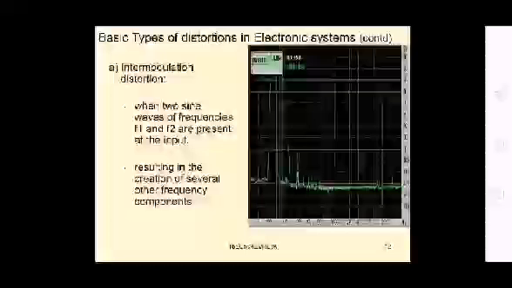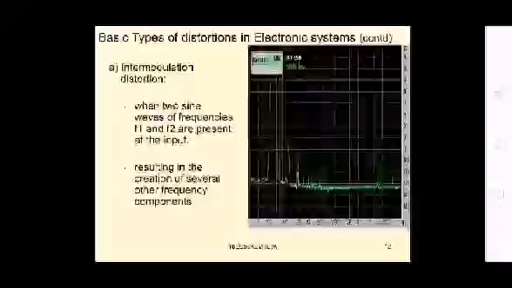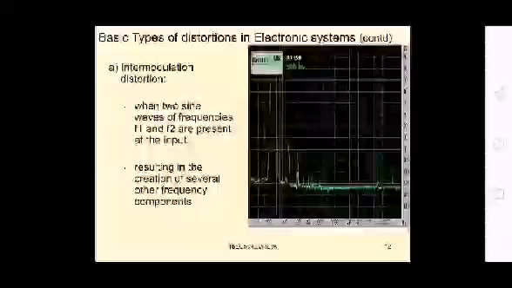So at the output you should get only f1 and f2. Suppose at a frequency of 50 hertz you are getting f1, and at 10,000 hertz you are getting f2. Due to this intermodulation distortion, you are getting different spikes in between f1 and f2, due to the creation of other frequency components from f1 and f2.